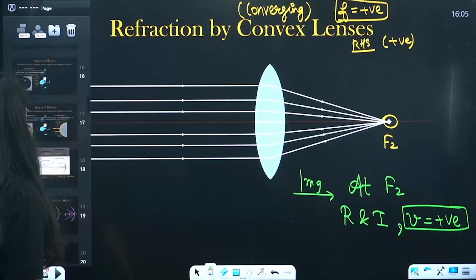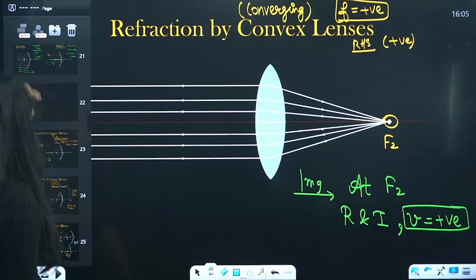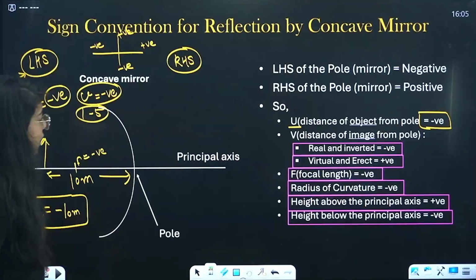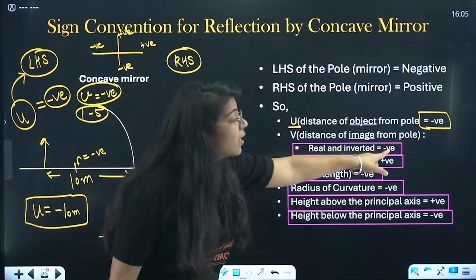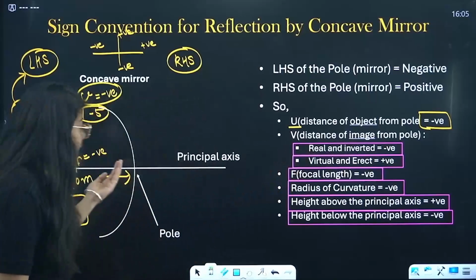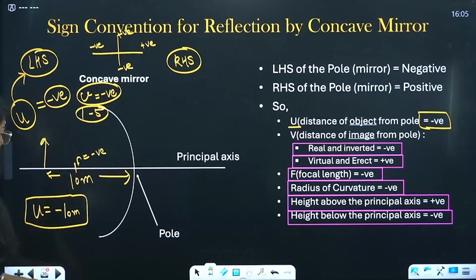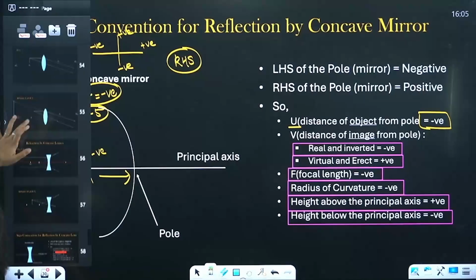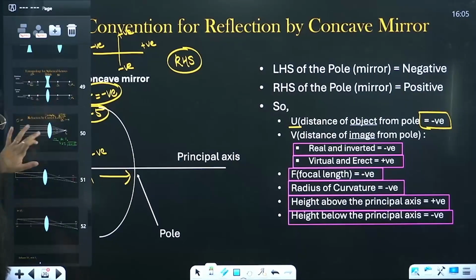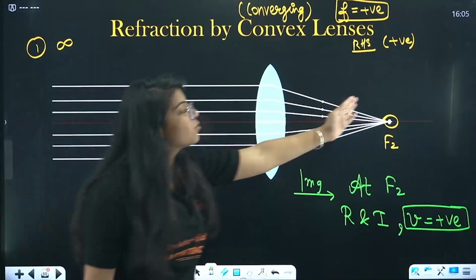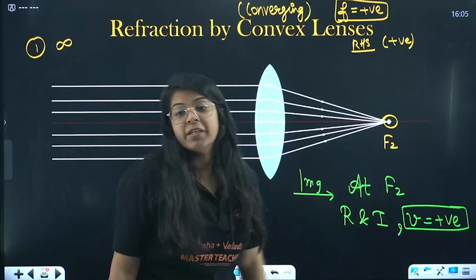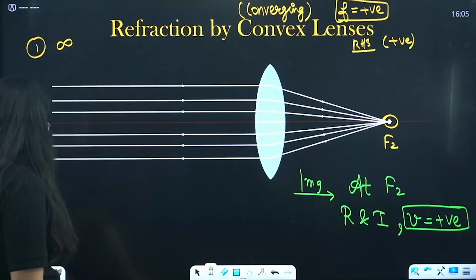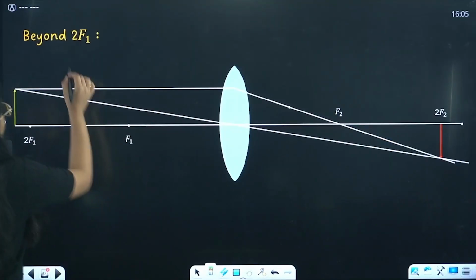Actually, this is very important. So when you look at all the sign conventions, where is it? Yes. So you see, real and inverted, negative, because for real and inverted all the image was formed on the left hand side, real and inverted, negative. And you see here, we have formed the real and inverted image, but it is on the right hand side, it is positive. Done.